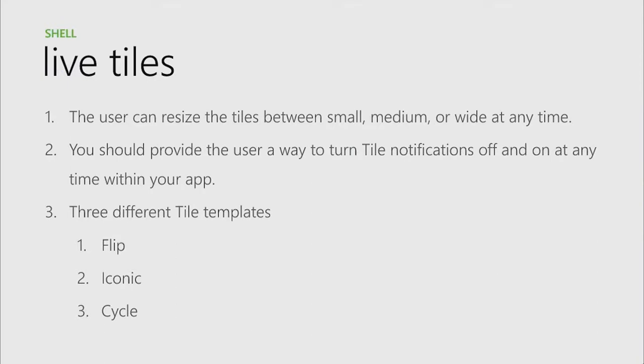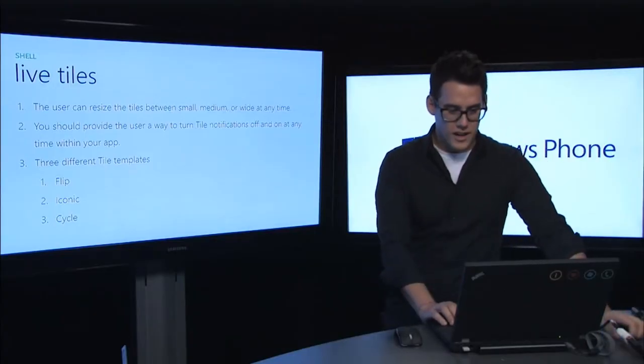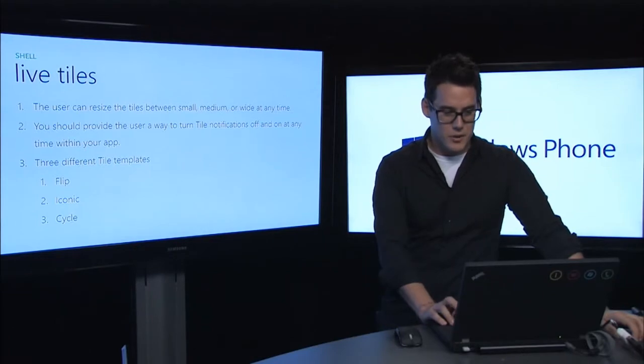You should provide the user a way to turn the tile notifications off and on at any time within your app. We don't want to force the user to be staring at the live tile updating constantly. It's an option. We want them to be able to use it if that's what they want. Then also, another thing that we've added to Windows Phone 8 is three different tile templates. We've got Flip, Iconic, and Cycle. I'll explain those all to you, and I'm sure you guys will use them to make your app great.